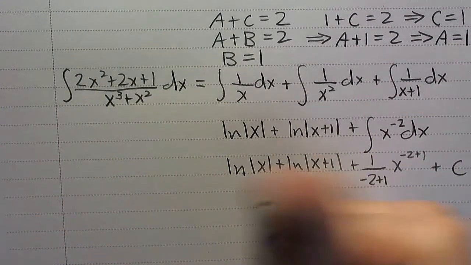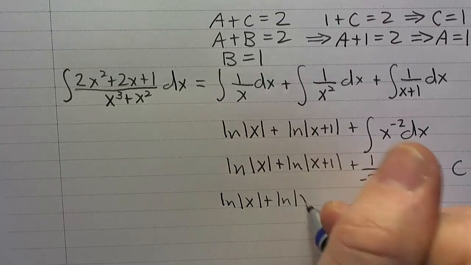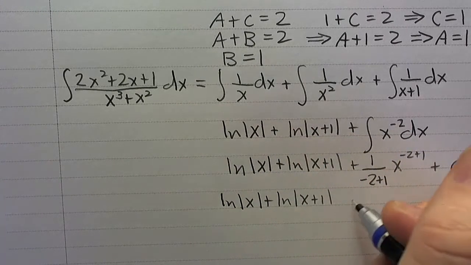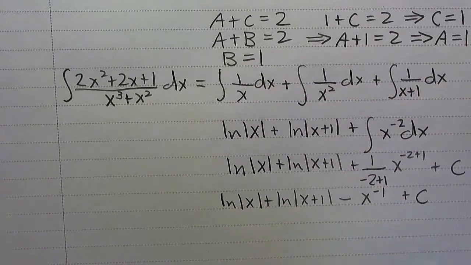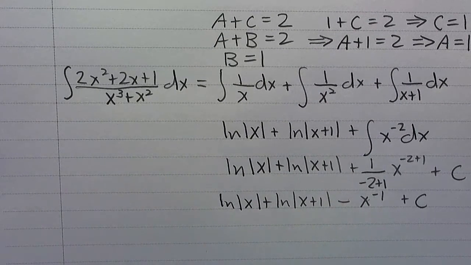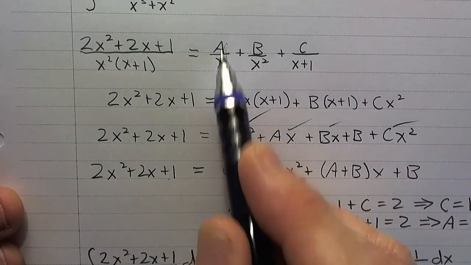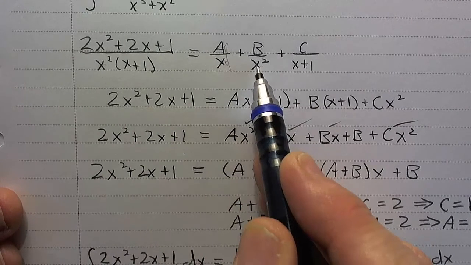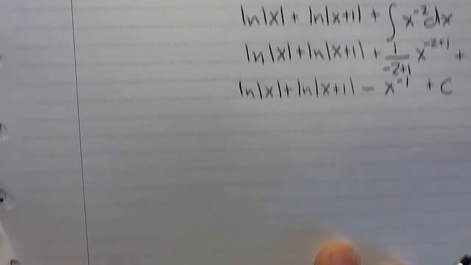So here's what we've got then. We've got natural log x plus natural log x plus 1 minus x to the negative 1 plus c. And, you can play around with that and arrange it how you see fit, maybe 1 over x, but that's the way you proceed. Now, it's important what we did up here by building up. In other words, I had a over x plus b over x squared. Building up there, that's important because we can see what would happen if we didn't do that.